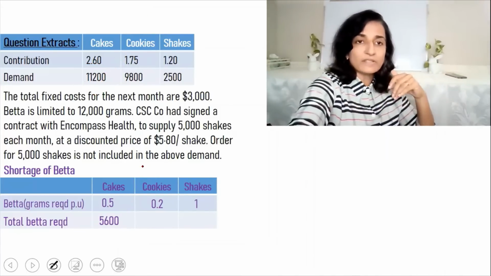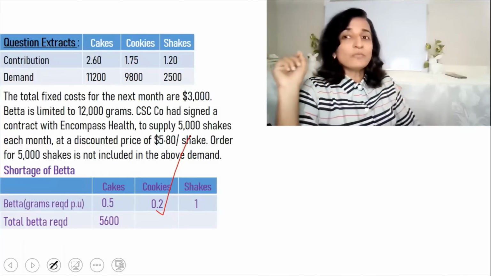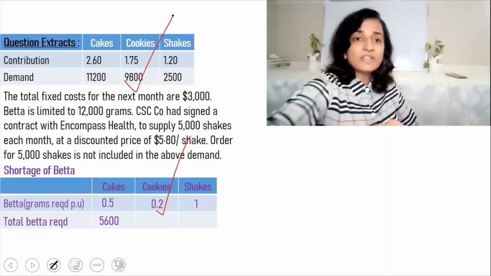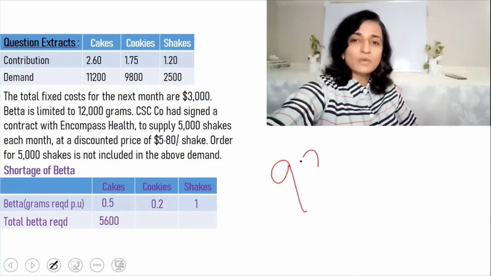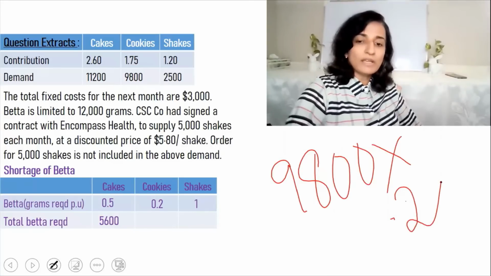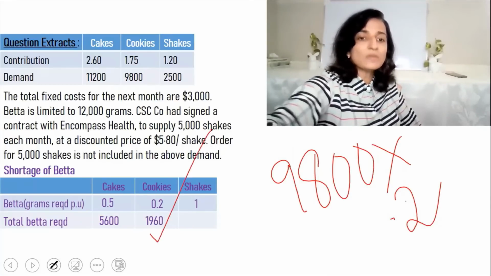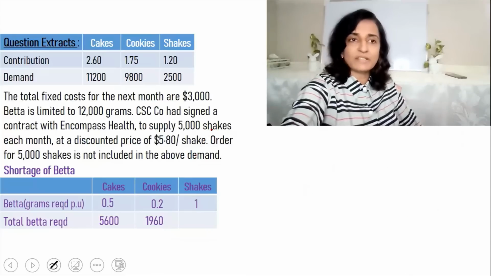Now coming to cookies. One cookie takes 0.2 grams. And how many cookies should we manufacture? 9,800 cookies. So what is the total butter which is required? It is 9,800 into 0.2. So what is the amount? The amount is 1,960 grams.